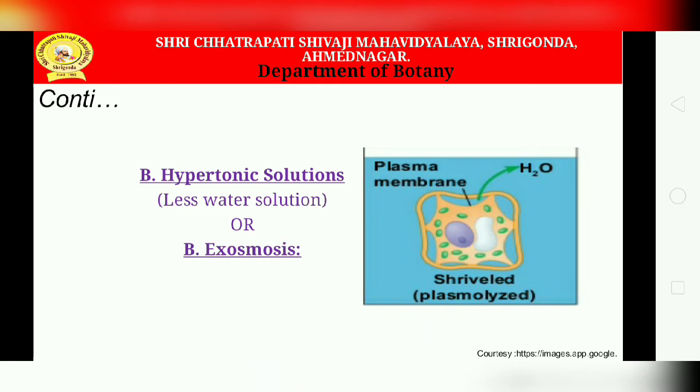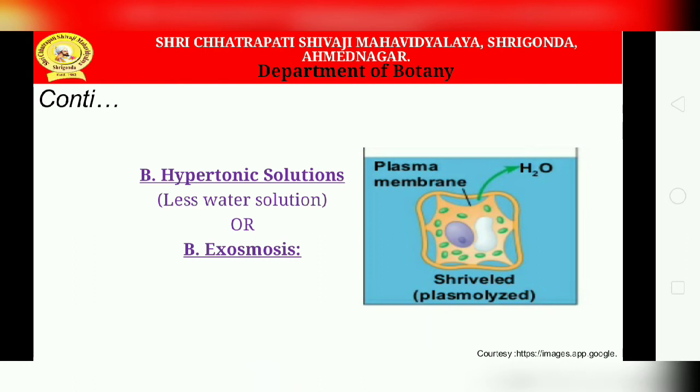Okay, and the cell in this condition will shrink. It is a plasmolyzed cell. This condition is known as plasmolyzed cells. Now the type of osmosis in this case is exosmosis.